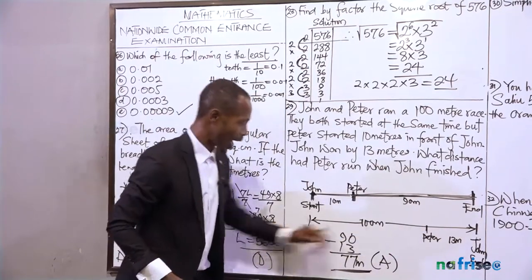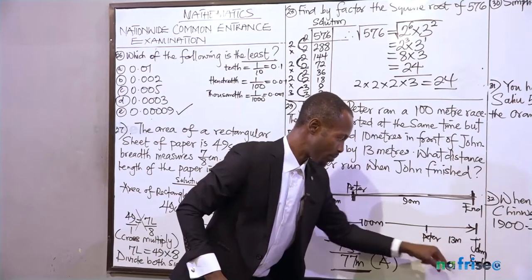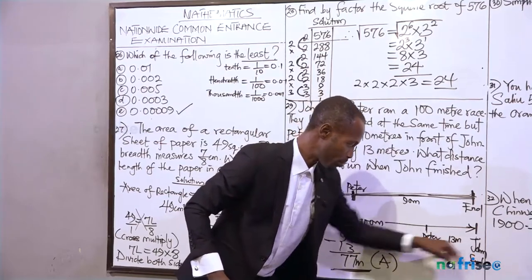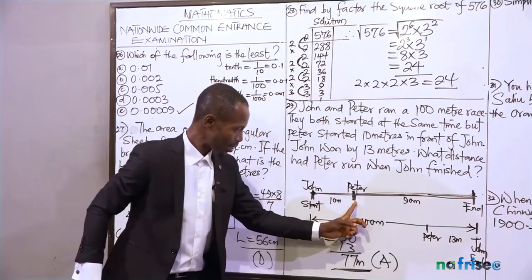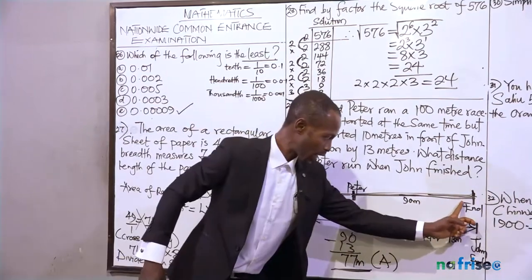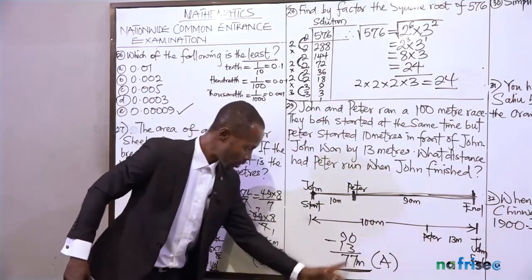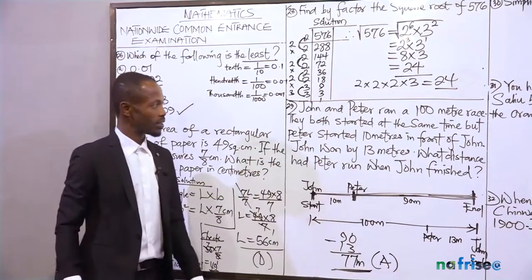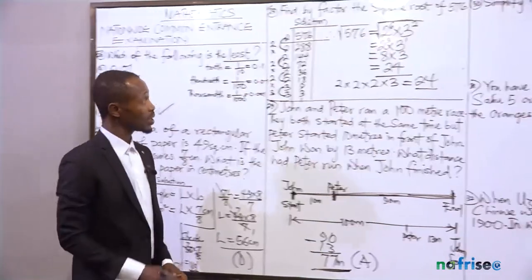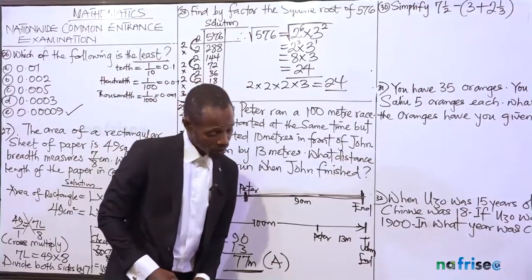When they say start, John ended first. But by then, Peter was another 13 meters behind. So that means from that 90 that Peter was supposed to cover to the end of the race, you have to remove this 13. That will leave you with 77 meters. I know you get this. This is easy.